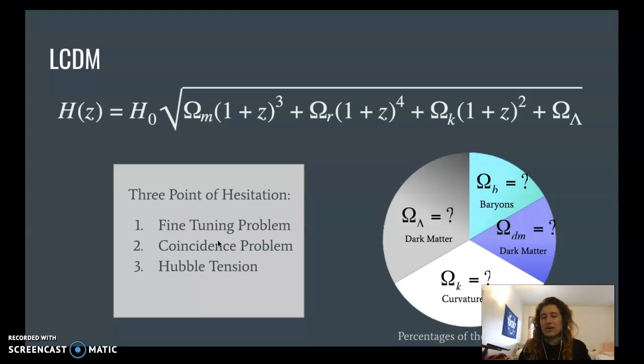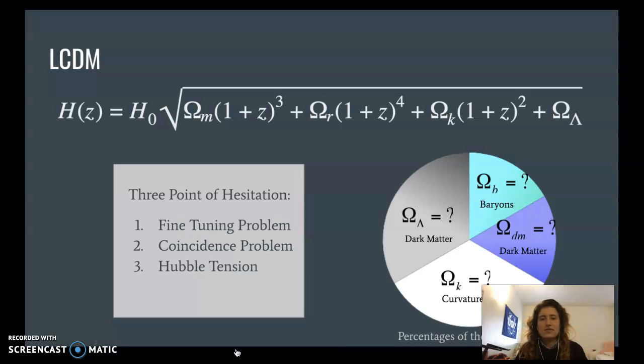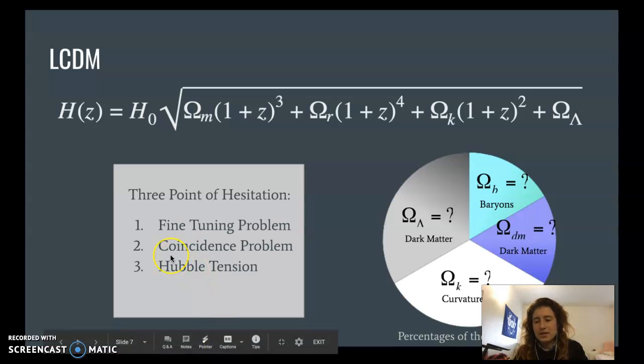researchers are asking, why now do we have matter and dark energy within the same order of magnitude? So through 13 billion years our universe has existed. Lastly, we have Hubble tension, which I'll spend the remainder of this talk exploring.